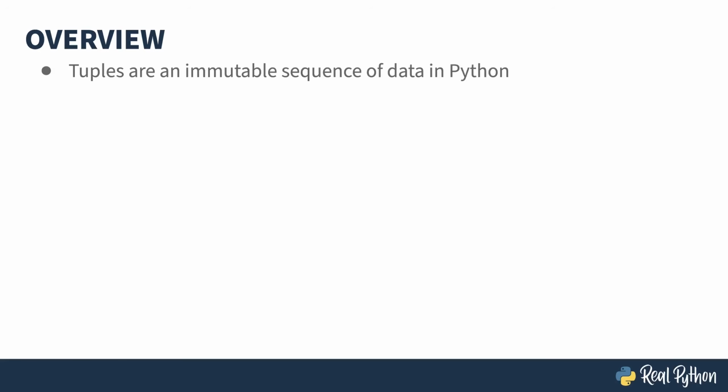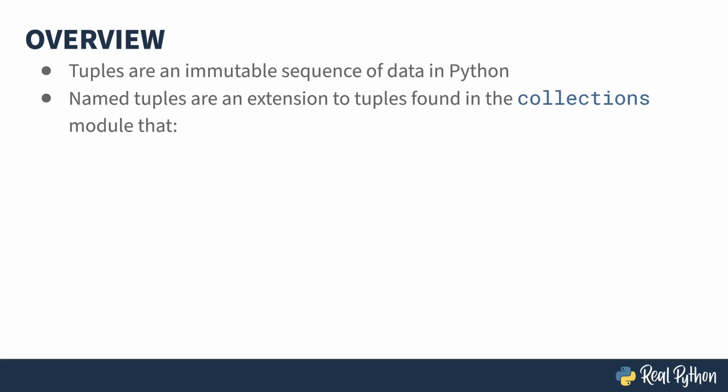Tuples are built-in Python data types that specify an ordered sequence of data attributes. Conceptually, they're similar to lists, but unlike lists, tuples are immutable. A named tuple is an extension to tuples that is found in the collections module. They add some features to tuples. For example, the parts of a named tuple are, well, named. This means the data inside the tuple can be accessed like the attribute of a class using dot notation.